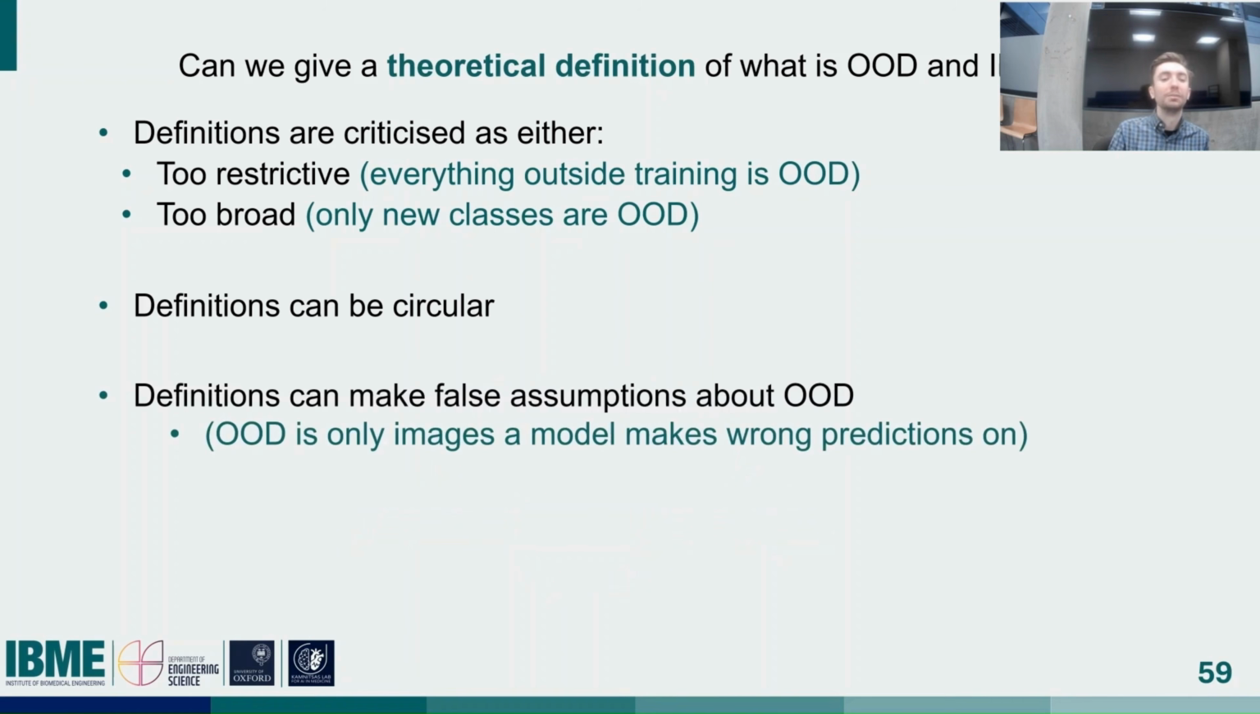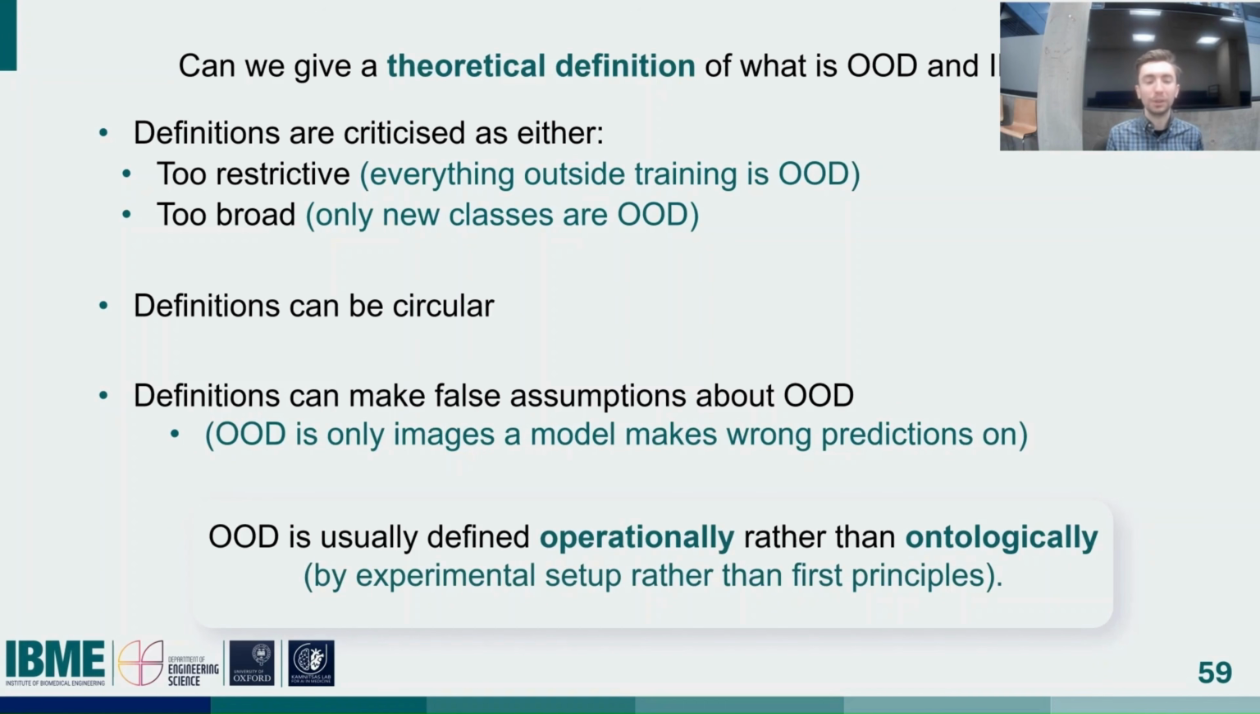And finally, definitions can make false assumptions on OOD. So one can be that OOD is only images that a model makes a wrong prediction on. However, this misses that models can make correct predictions for the wrong reasons, and they can do that because of OOD features. And so there's many predictions where a model may get the correct prediction, but it's still an unreliable diagnosis.